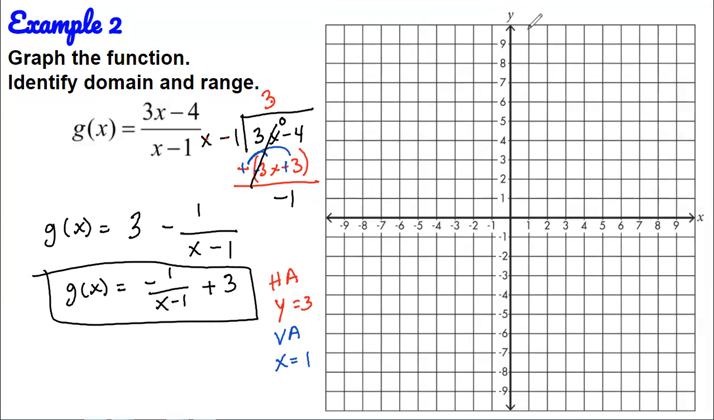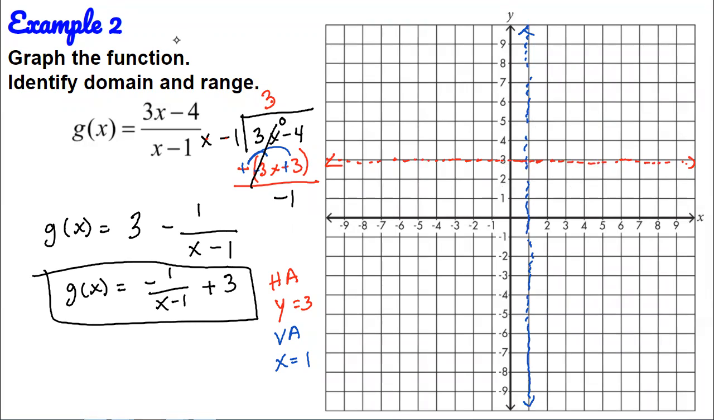So x equals +1, right here, all the way down. And we have the horizontal asymptote at +3. Okay, so we have our asymptotes. Now we need to see where the graph is located, either here, here, here, or here. So let's go ahead and do that. Let's create our table.